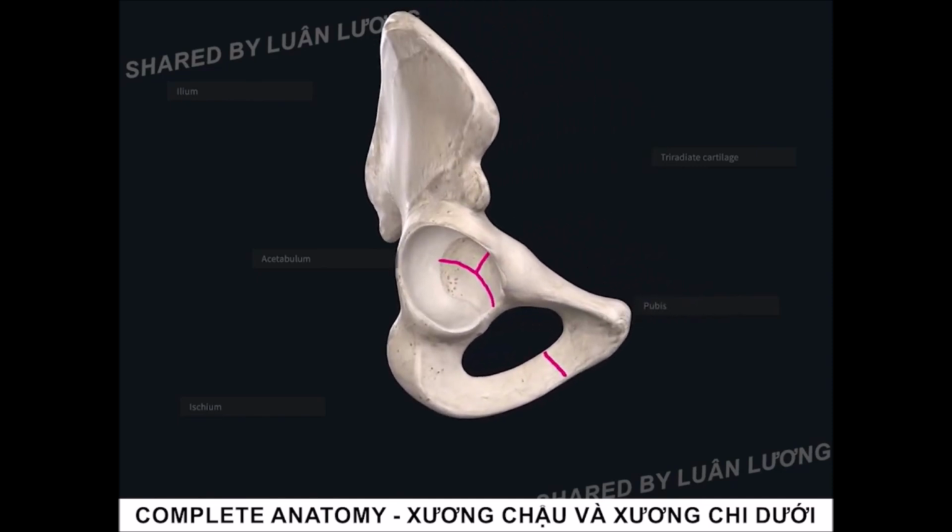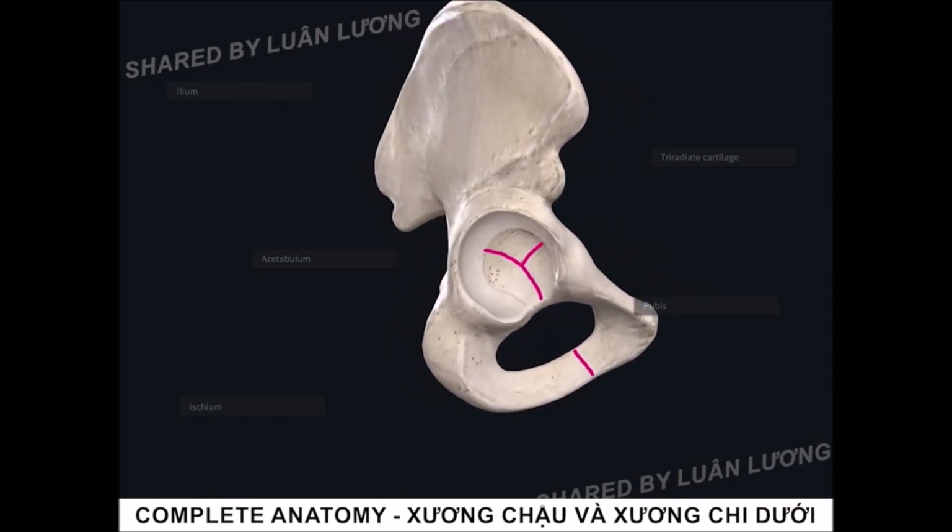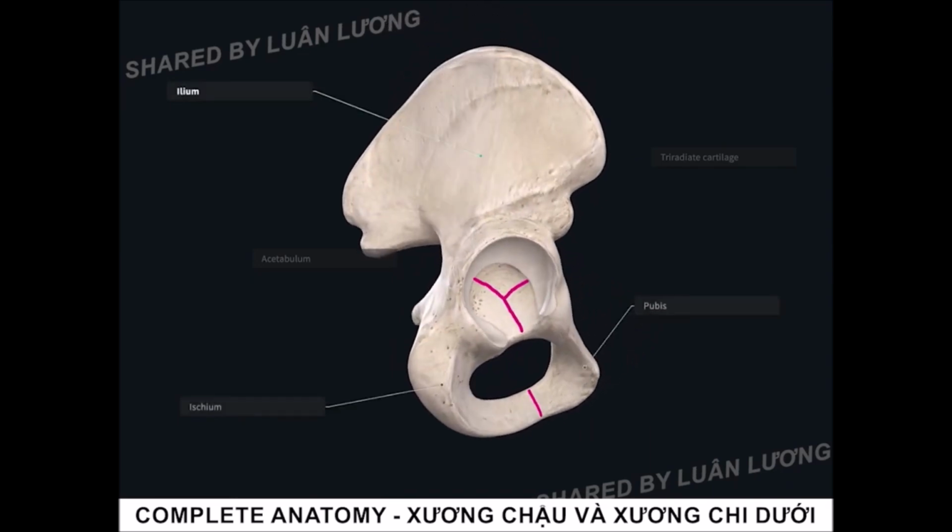they have joined together. The three different bones forming the hip bone are the superiorly located ilium, the anteriorly located pubis, and the inferiorly located ischium.